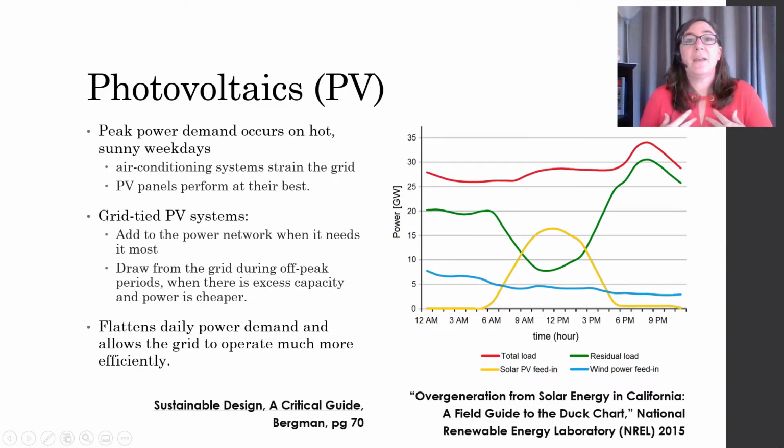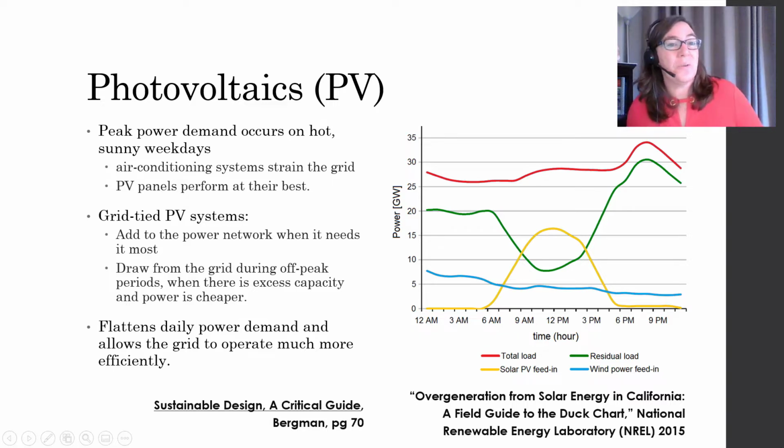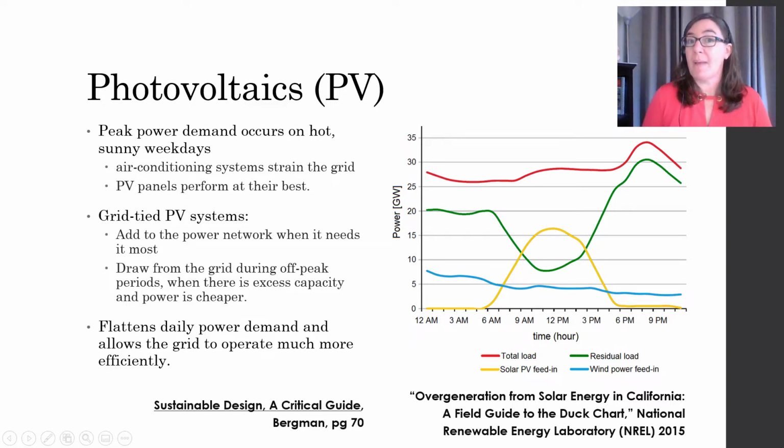In general, peak demand for energy, for power, occurs on hot, sunny weekdays. And that's when air conditioning systems are going to strain the power grid. Luckily, it's also when photovoltaic panels perform at their best.